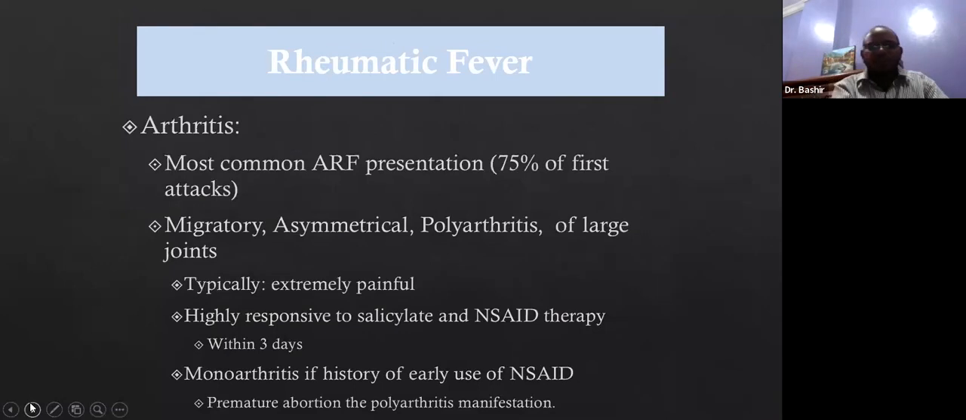Arthritis is the most common presentation, up to 75%. It is migratory, asymmetrical polyarthritis of large joints, typically extremely painful, and highly responsive to salicylate therapy within 3 days. Monoarthritis occurs if there is a history of early use of non-steroidal anti-inflammatory drugs, which can modify the polyarthritis manifestation.